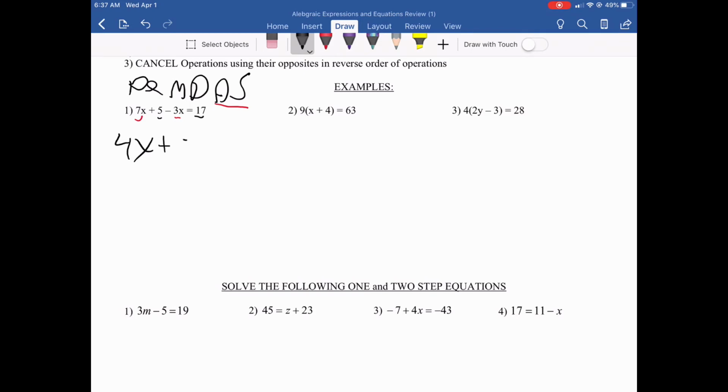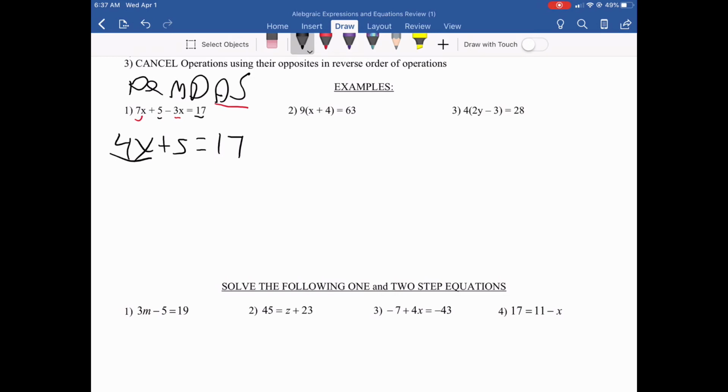Plus 5 equals 17. Now, when you're solving these equations, the goal is to get all of the integers, which are these whole numbers, on one side, and you can get the variables on the other side, because you're going to solve for x.